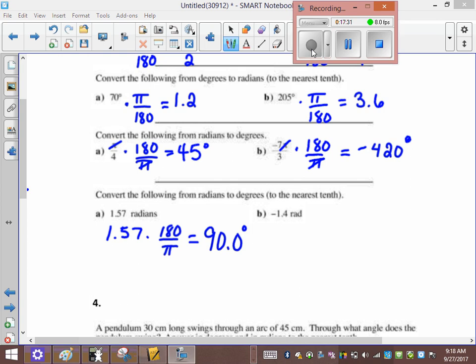Plus, you're wrong. Okay. So negative 1.4 rads, so you times it by 180 over pi. And we get negative what for degrees?